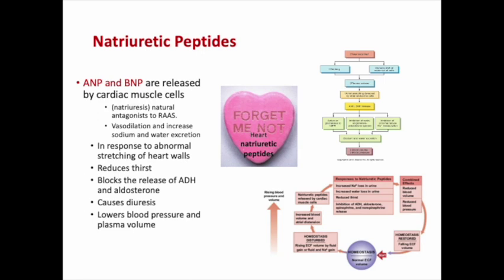It will respond to stretching of heart walls, reduces our thirst, blocks the release of ADH and aldosterone, and it can cause diuresis. It lowers our blood pressure and our plasma volume. These hormones are natural antagonists to the renin, angiotensin, aldosterone system, or the RAS system. The restoration of lower arterial pressures will inhibit further release of ANP and BNP.